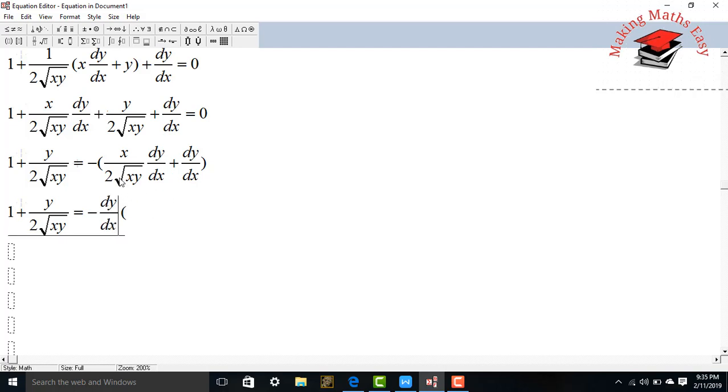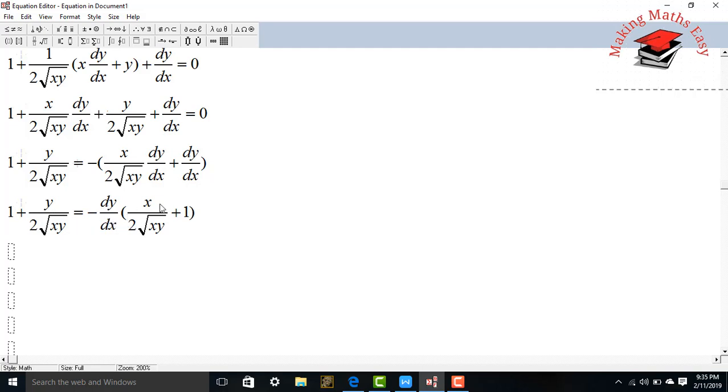So after taking the dy by dx common, you will get x divided by 2 square root of xy plus 1 in this case, and then you have to close the bracket. Now you have to do one thing. Now you have to divide this and this.